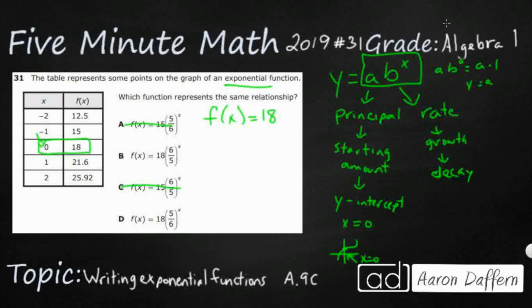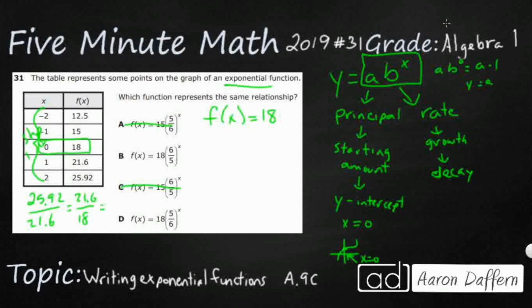Now, there are two different ways for us to find the b. Since these have a step of 1, what you could do is take each of these f of x's, these y's, and divide it by the previous one, and you'll get the exact same one. So look at this. 2592 divided by 21.6. Take each one divided by the previous one. It would be the same as 21.6 divided by 18.